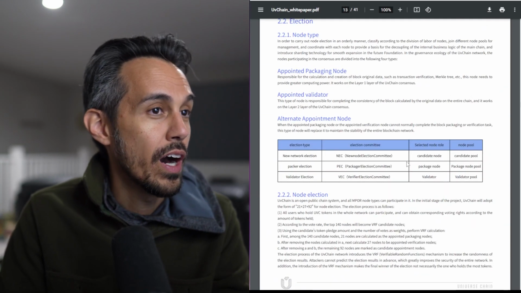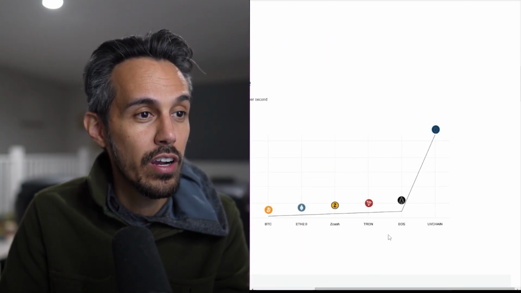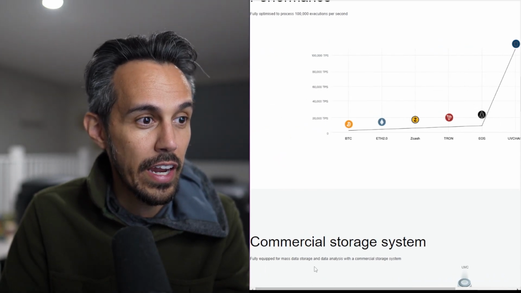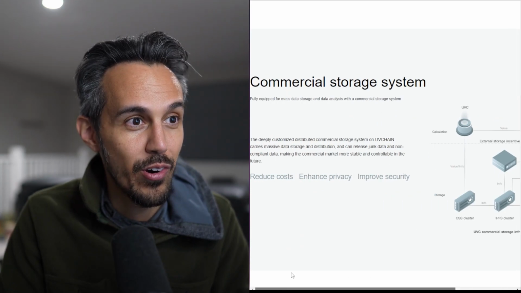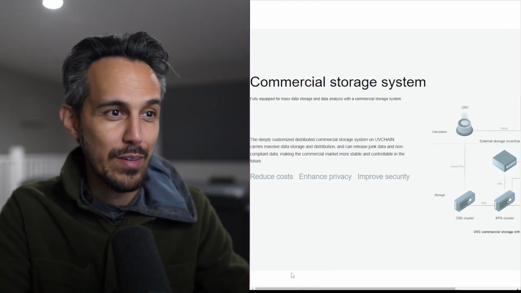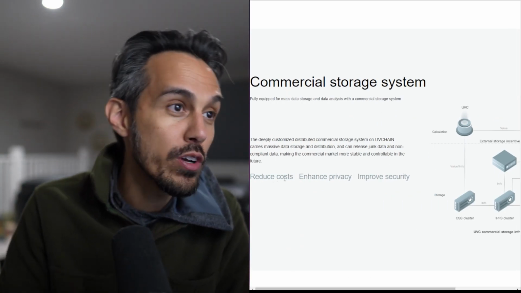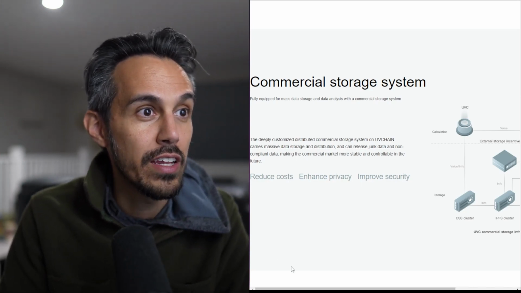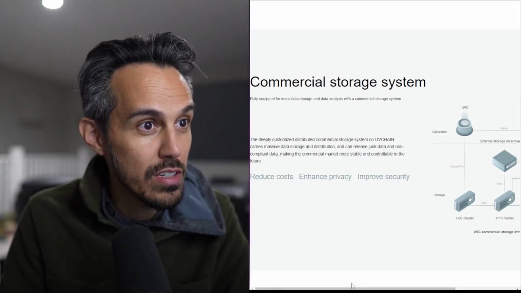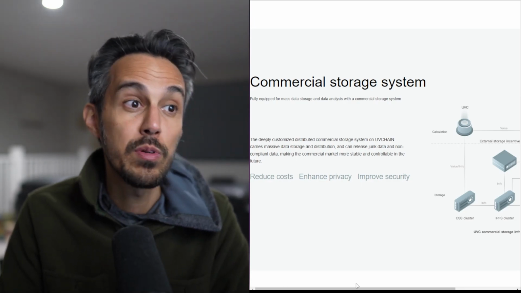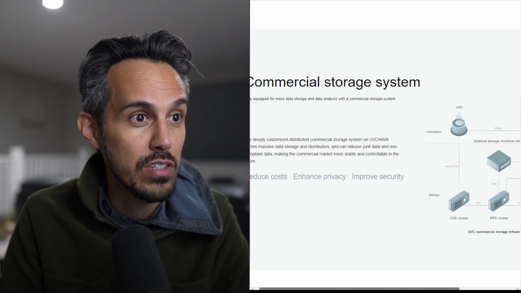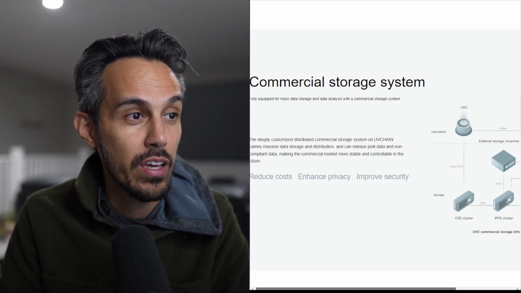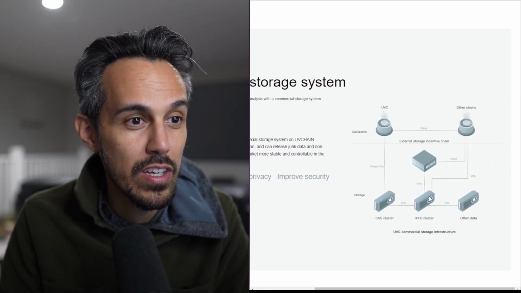So cool. Other things that I wanted to talk about, so they laid that out. They also have their commercial storage system, and again, I apologize for how this looks. I'm going to have to go back and forth. Fully equipped to mass data storage and data analysis with our commercial storage system. The deeply customized distributed commercial storage system on UV chain carries mass data storage and distribution and creates junk data on non-compliant data. So again, they have this imagery.